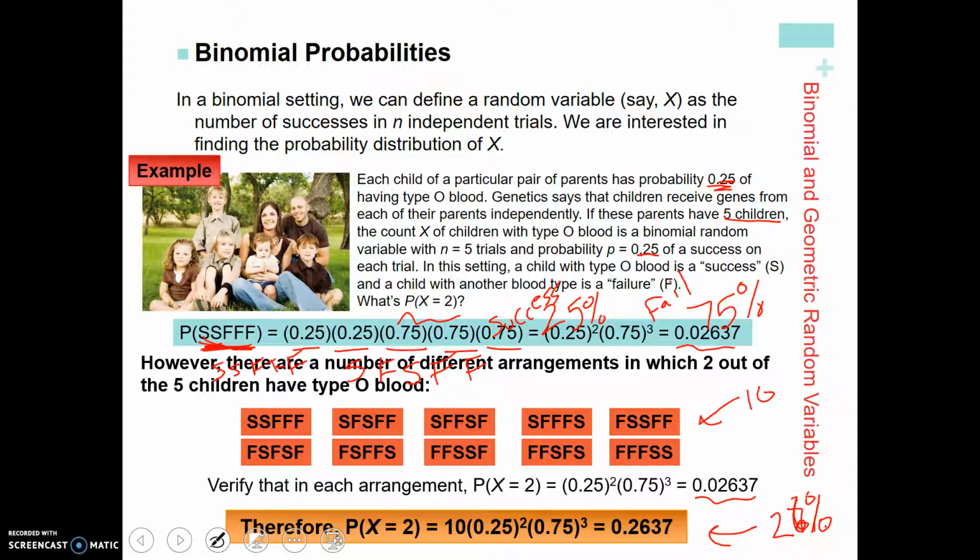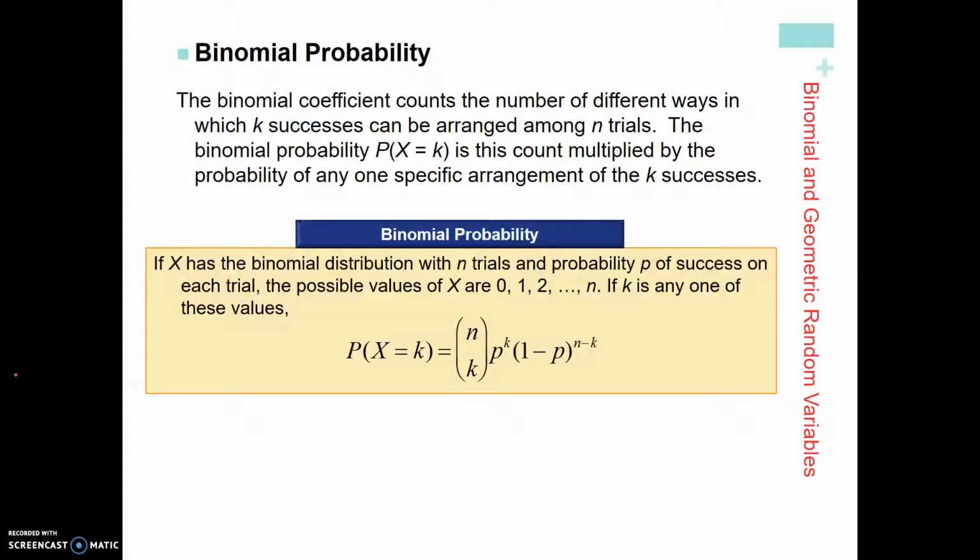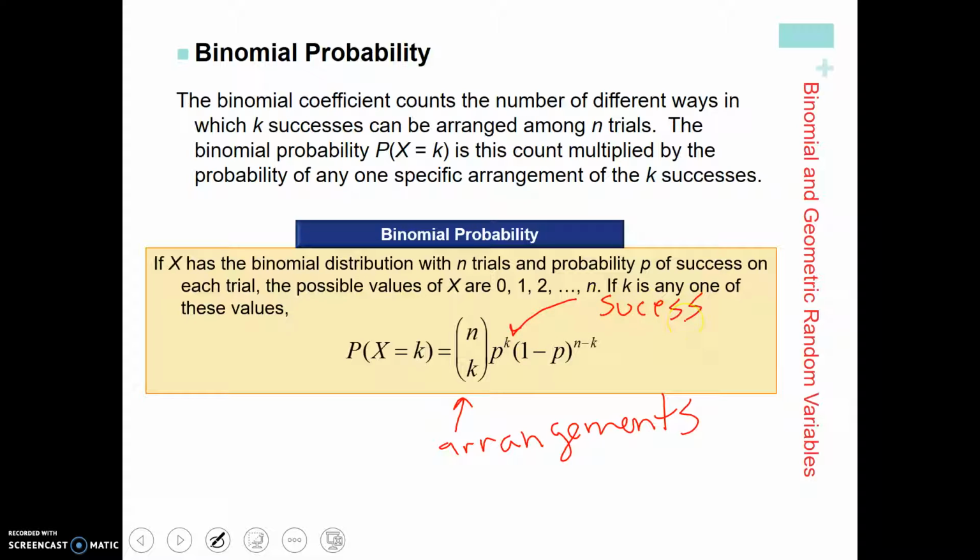Okay, so that's how we deal with a binomial event. We can actually look at this equation in a different way, which is kind of the normal way to look at it, where you say this is the number of arrangements you have. And this would be the successes you have. And this right here would be your failures.